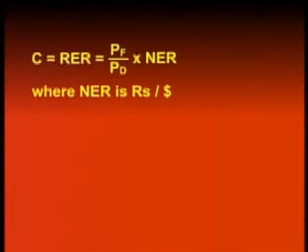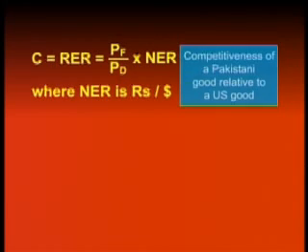As you can see here, my friends, the formula for the real exchange rate is simply equal to PF over PD multiplied by the nominal exchange rate, that is denominated in rupees per dollar. Now, what is the implication of this measure? The implication of this formula is that the real exchange rate is just another measure for the competitiveness of Pakistani goods relative to US goods.